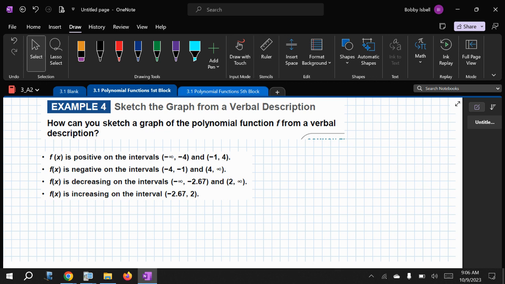So if a graph is positive, where's it at? This is where we got to remember things from topic 1. And we did this a little bit in topic 2 as well. If it's positive, where does it live?